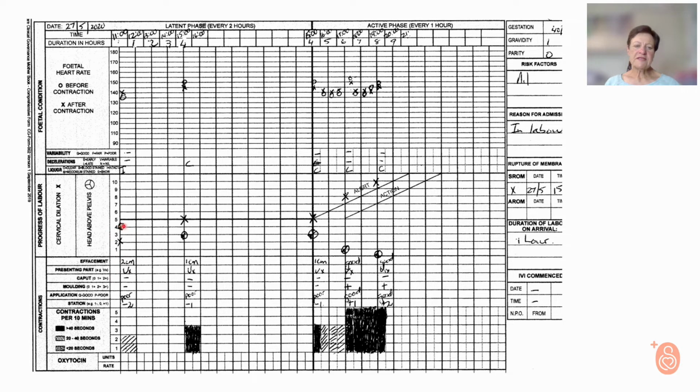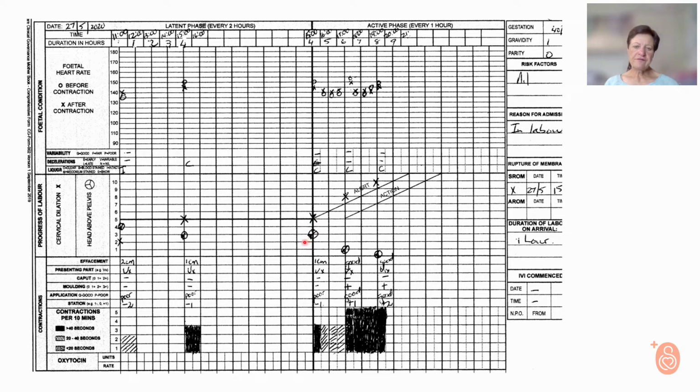Now, what is very important is that this patient is still in the latent phase of labor, as we can see here, and we give her 12 hours for a latent phase before we would be worried and say that there is a prolonged latent phase. But then we see here at 3 o'clock, 4 hours later, she's now 5 centimeters dilated. So she's now in the active phase of labor, and this is now being transferred to the active phase of labor.